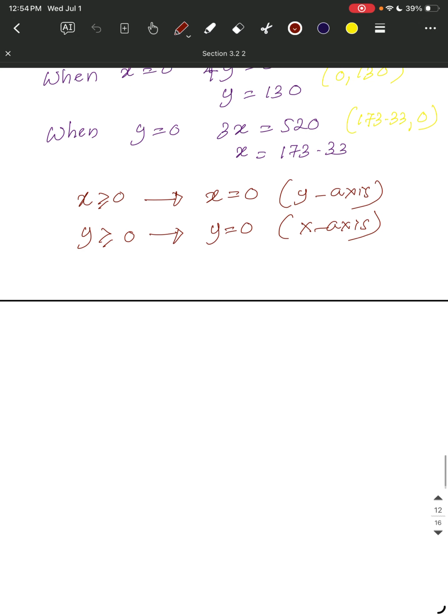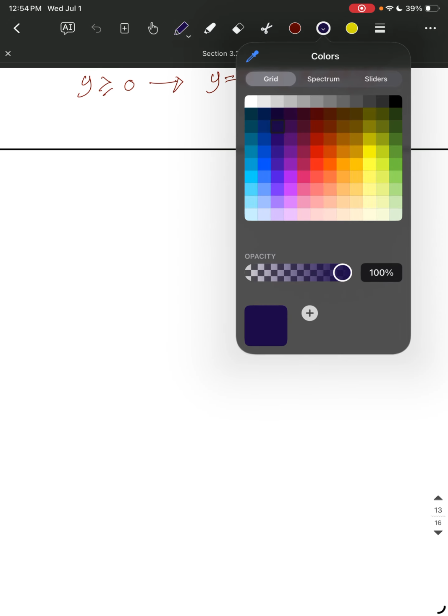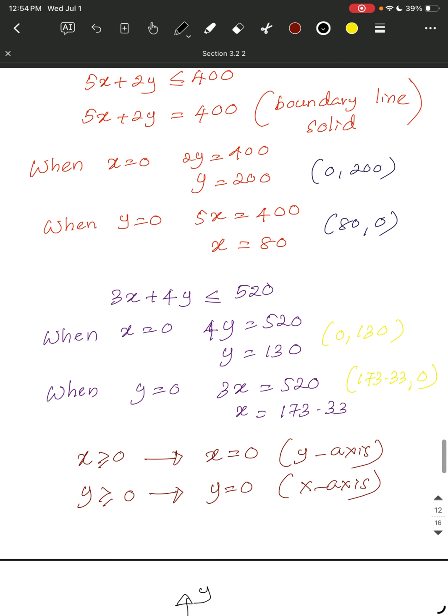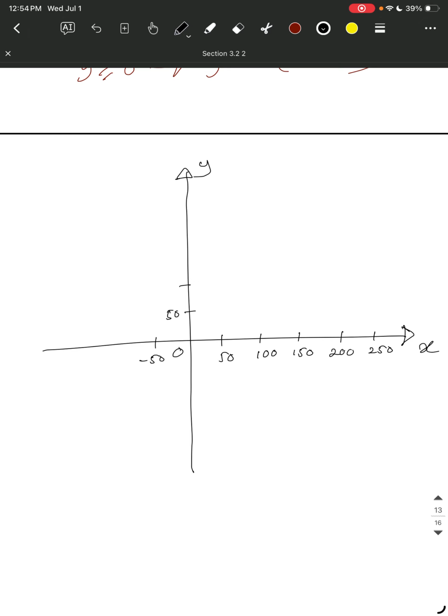So to draw the graph, first we want to draw the x and y axes with 0, let's say 50, 100, 150, 200, 250, 300, and negative 50, negative 100. Okay, let's draw the first inequality.